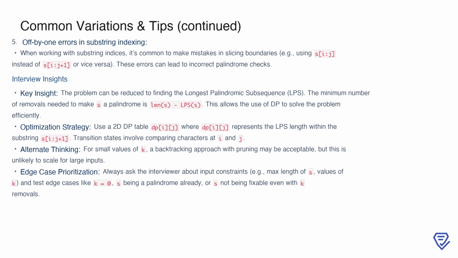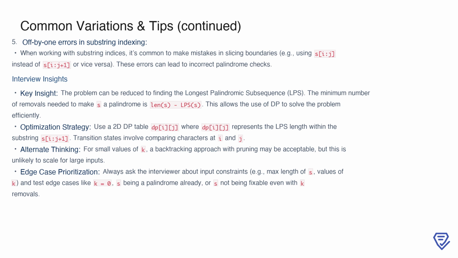Off-by-one errors in substring indexing are another frequent source of bugs. When defining substring boundaries, it's easy to make mistakes, such as including or excluding the last character unintentionally. For instance, using s[i:j] instead of s[i:j+1] can lead to incorrect checks for palindromes.